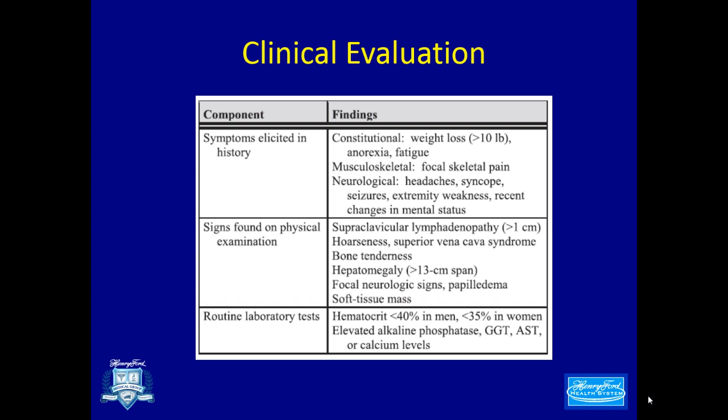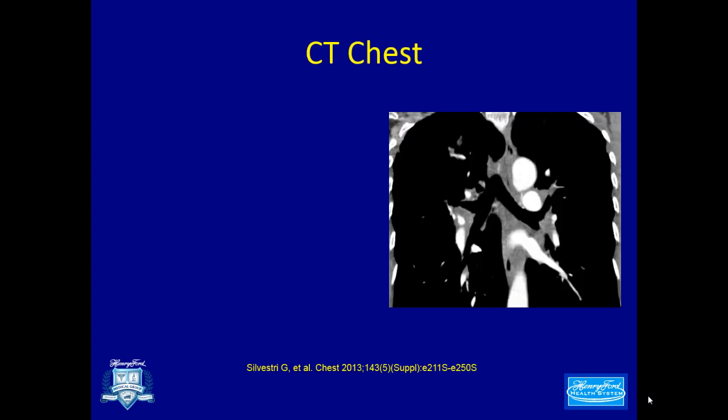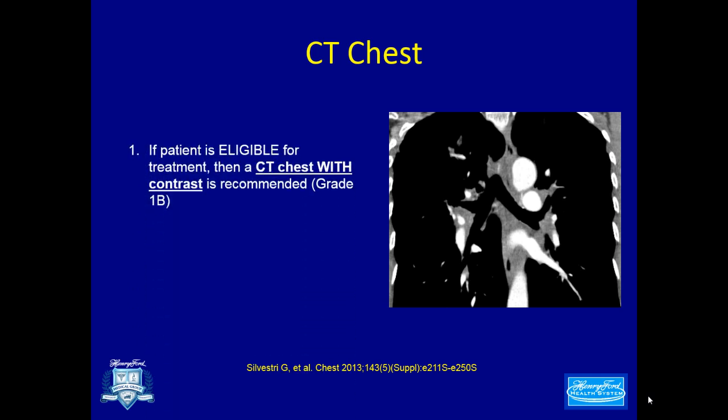So after you do a clinical evaluation, the next step is to go over the CT chest. Many of these patients will come to you with a CT chest either with contrast or non-contrast. Sometimes it's a PE protocol, or a lung cancer screening low-dose CT, etc. The recommendations given by the ACCP, even though they were given in 2013, still work for the new classification because it hasn't really changed that much.